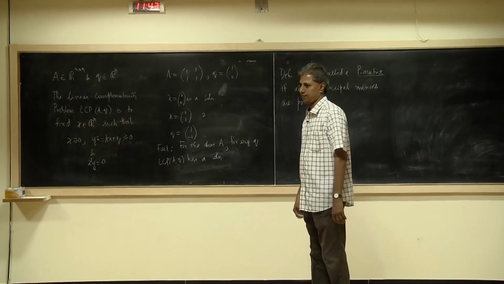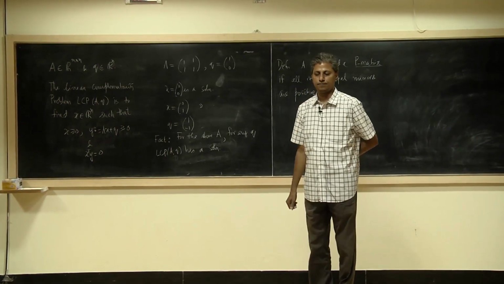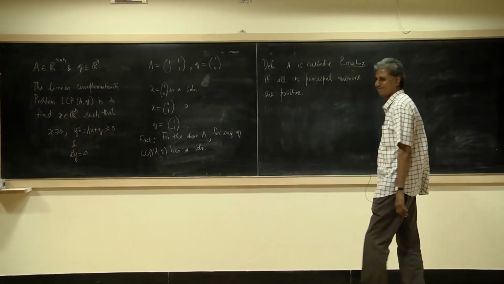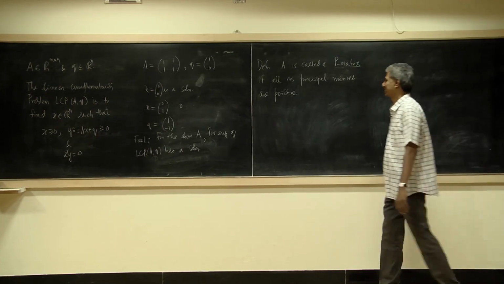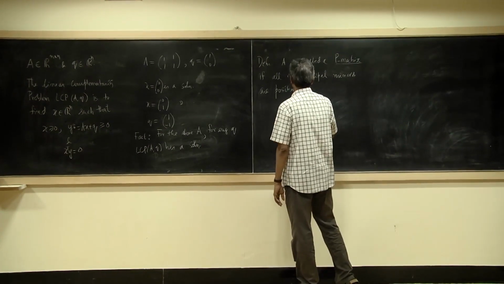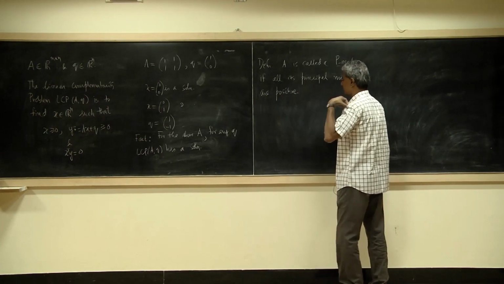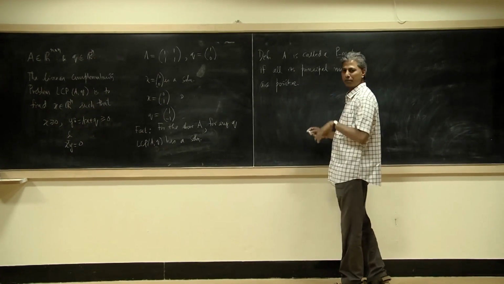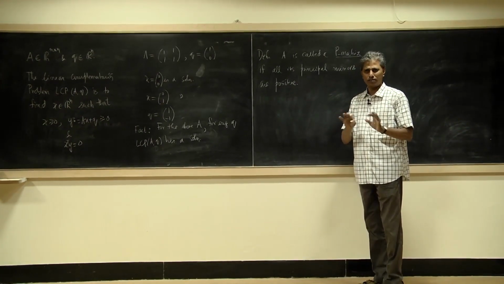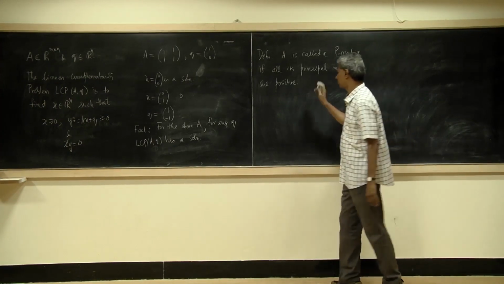Yeah, that's a P matrix. So all principal minors are positive. So what is a principal minor? You know what it is, then I'll move on. So then let me give an example of a P matrix.